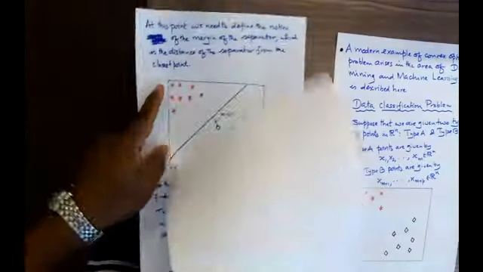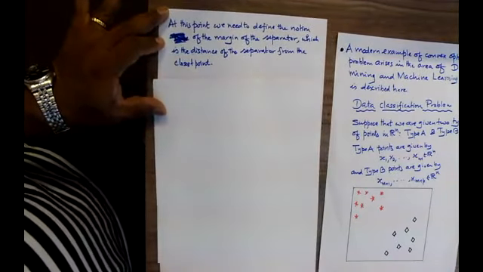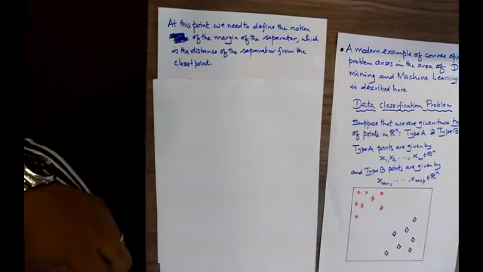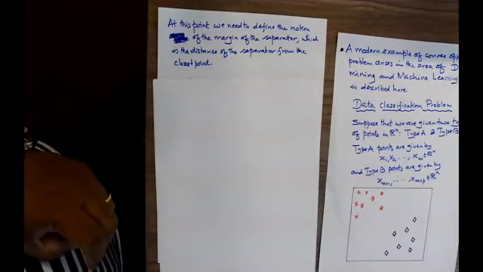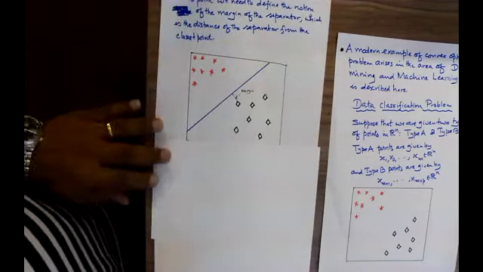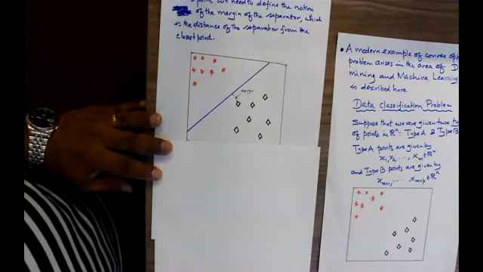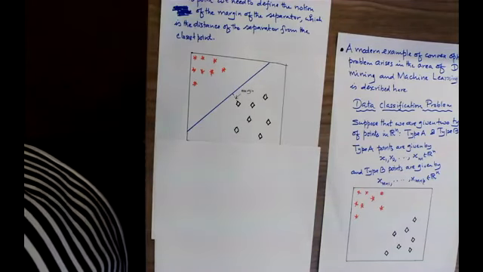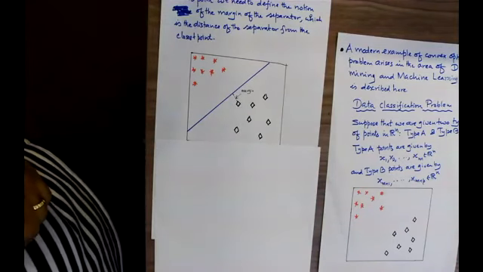So we want to define this problem in a way that we can solve it. Okay, let me give you what I mean here. At this point, we need to define the notion of the margin of the separator, which is the distance of the separator from the closest point. For example, here, that's the margin. This line, that's the closest point. Obviously, you want to find a separator with a big margin, right? So the question is, how to find this margin first?